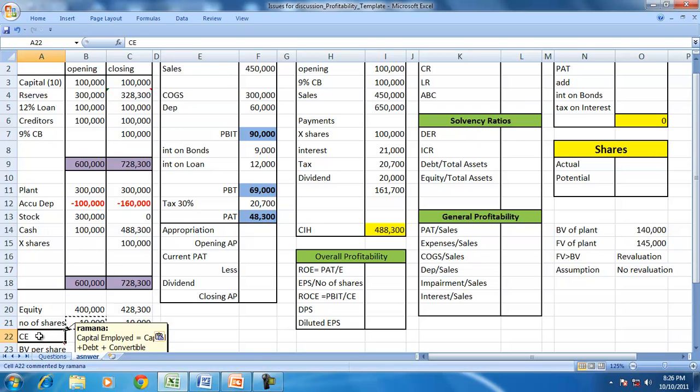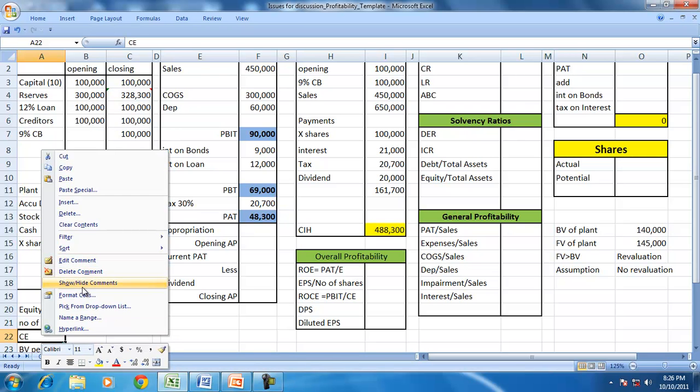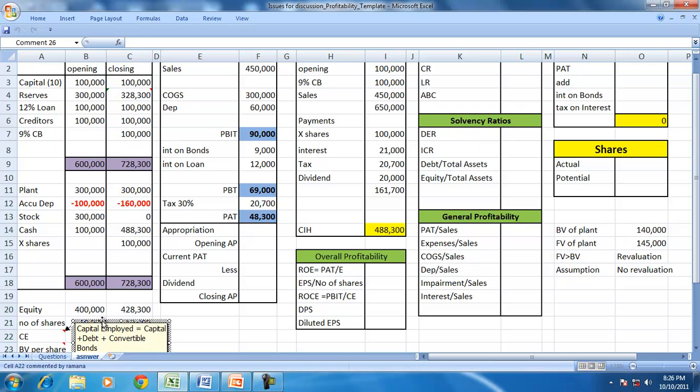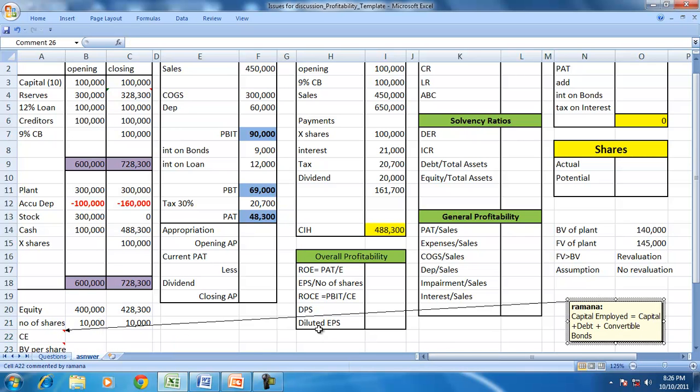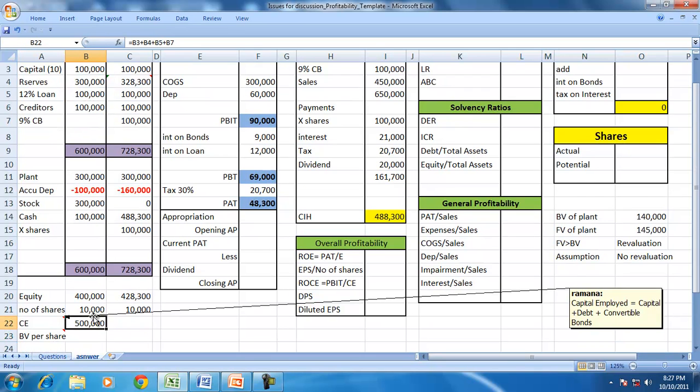Capital employed will show the capital plus debt plus convertible bonds. So capital plus reserves plus loan plus bonds. So 500,000 in the first year and 628,000 in the second year. Capital plus bonds, so I can write this as equity plus debt plus convertible bonds.